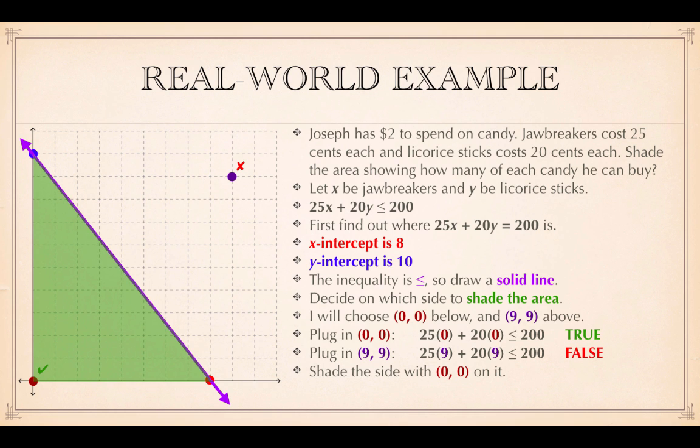So basically, Joseph can buy any combination that's within the shaded area. So anything that's in that green area, he can buy that. So pick any x coordinate, any y coordinate that's in the green area, he can buy that many jawbreakers and licorice sticks. So that is the last lesson in this unit.